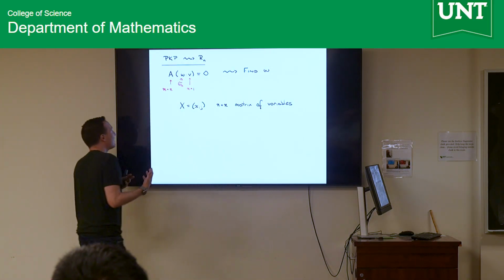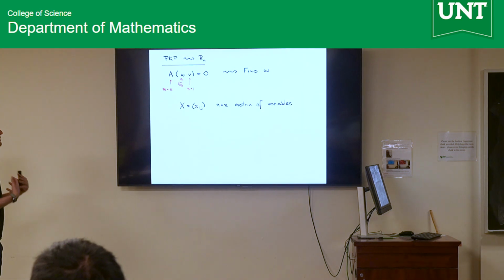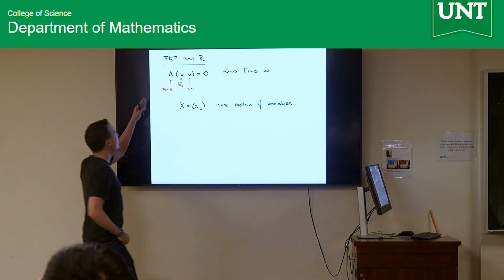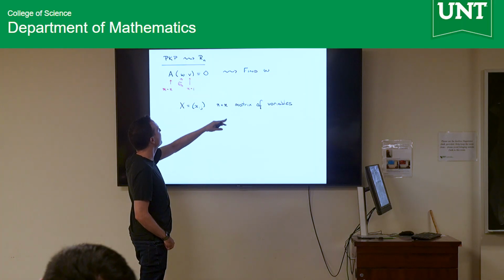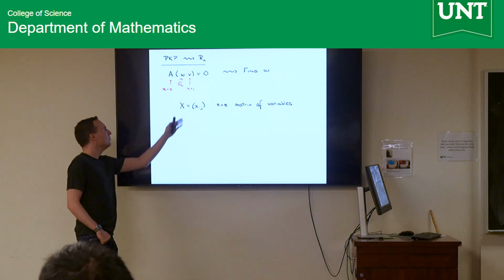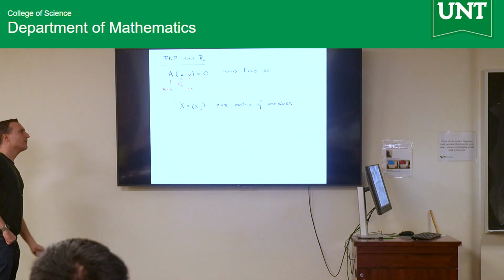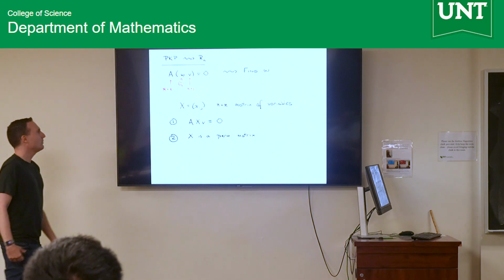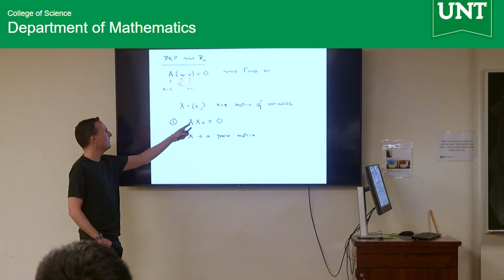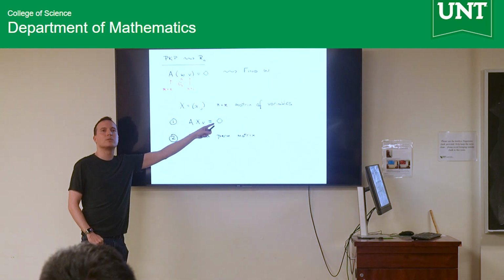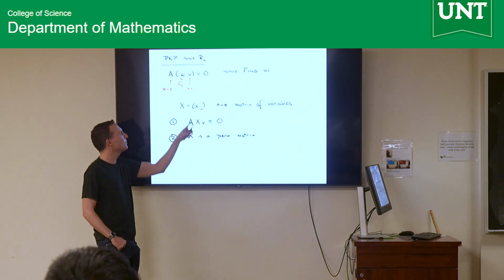So let's say that we want to study this permuted kernel problem from an algebraic point of view. We have this basic equation, A times W acting on V equals 0. Our goal is to find W. Well, we'll introduce an n by n matrix of variables X, and I'm going to study the equation AXV equals 0. That is this permuted kernel problem.